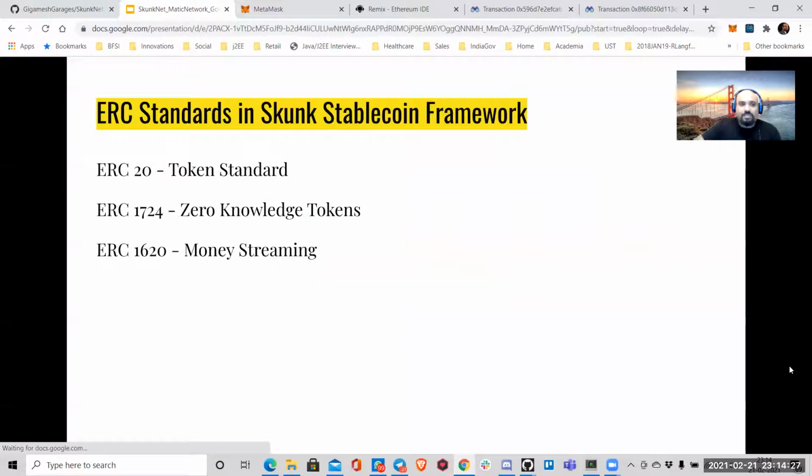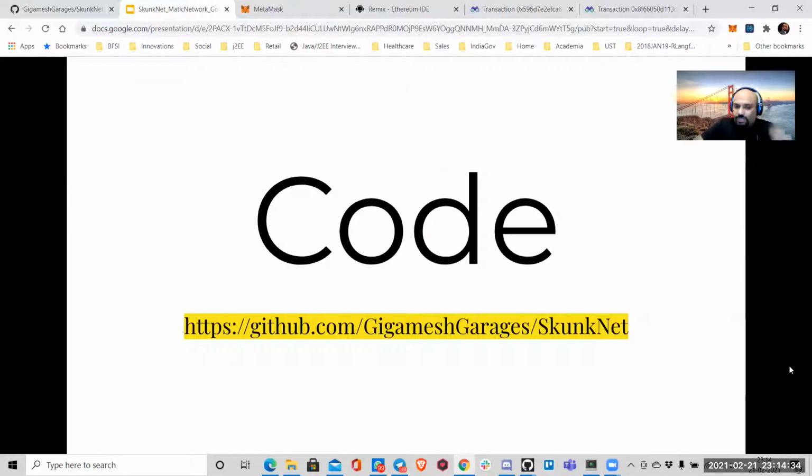Skunk is available on Matic Test Network. We use ERC20, ERC1724, and ERC1620 standards. You can visit the code in our Gigamesh Garage repo. Thank you so much for listening to us.